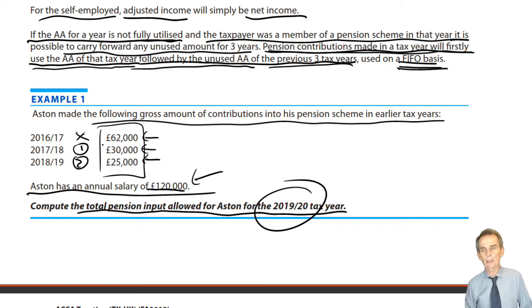I'll take you through the answer, because the answer doesn't just include an answer to that question. It also then goes on to say, but what about if we have this information or that information? And I'll need to talk you through that. So just calculate that total pension input allowed for the 1920 tax year and then come back to me and we'll finish off this particular session.